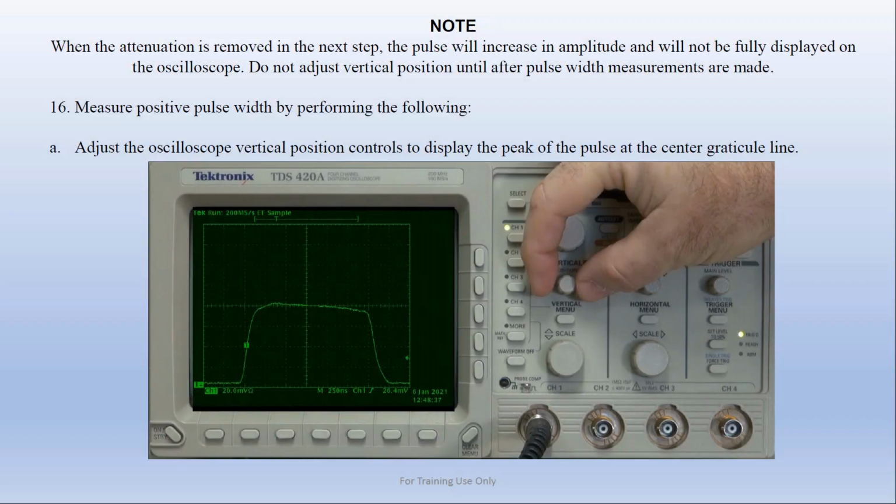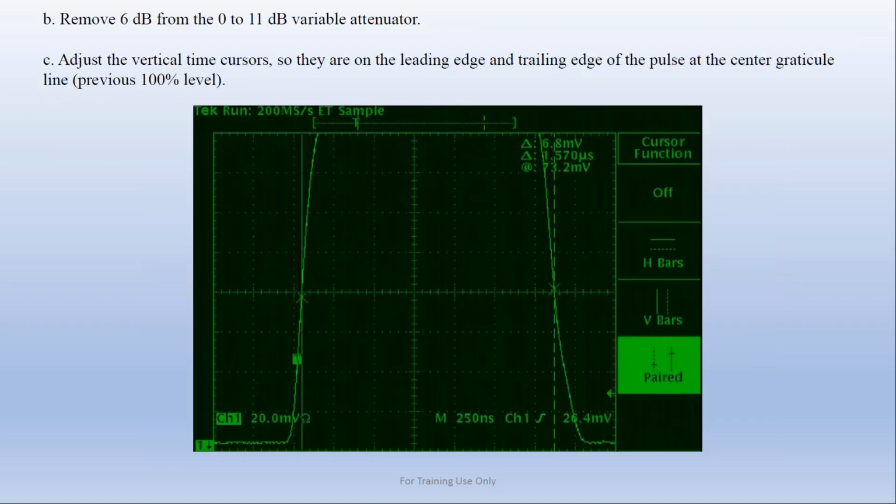And step 16 is to measure our pulse width by performing the following. Adjust your oscilloscope so that the peak of the pulse is running along the center graticule. We'll then remove 6 dB from the variable attenuator. When we do this, our pulse will go off the screen. Do not adjust the oscilloscope for that, or the attenuators. That's what we want. Adjust your vertical time cursors so they mark the point at which the waveform crosses the center graticule on both the leading and trailing edge. The difference between the point where we cross the leading and the trailing edge is our 6 dB pulse width.